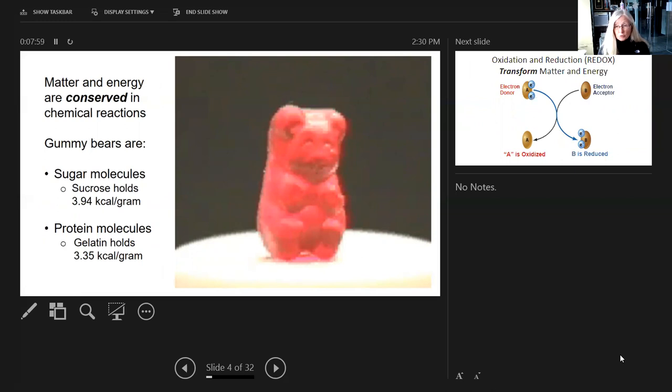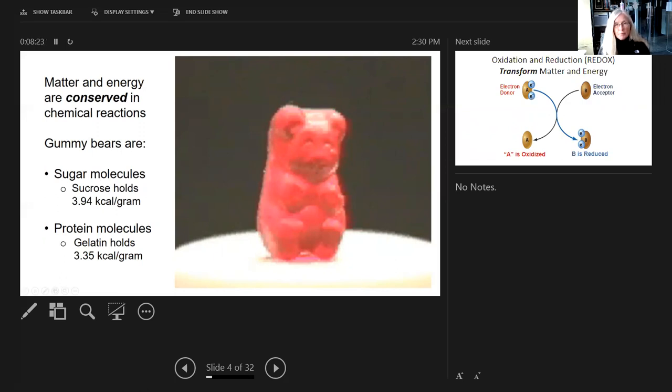Remember the first law of thermodynamics, which said that matter and energy are conserved in chemical reactions, meaning that whatever you start with comes out at the other end. It may not be exactly in the same form, but there will be the same amount of matter and energy as at the end of a chemical reaction as what went into it. So let's look at that.